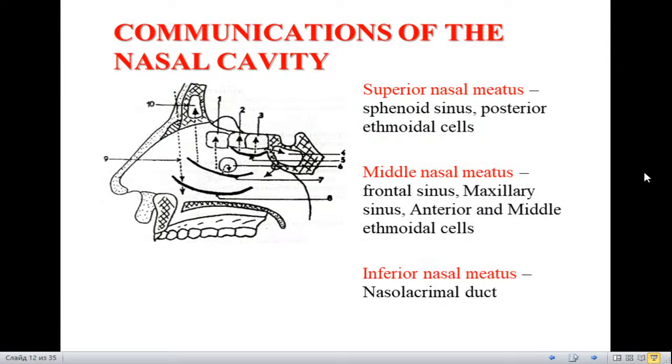I want to remind you once more about the communications of the nasal cavity with the paranasal sinuses. In the superior nasal meatus open the sphenoid sinus and posterior ethmoidal cells. The middle nasal meatus receives the frontal sinus, maxillary sinus, and anterior and middle ethmoidal cells. Finally, the inferior nasal meatus does not communicate with any paranasal sinuses, just the nasolacrimal duct opens there.